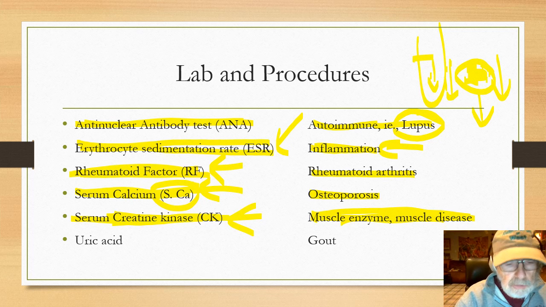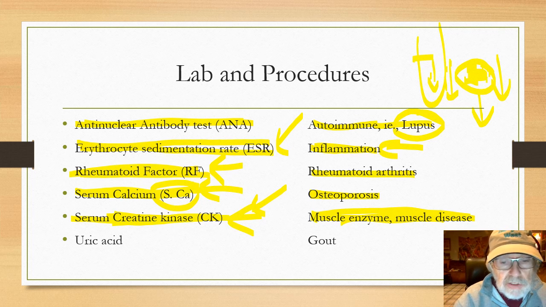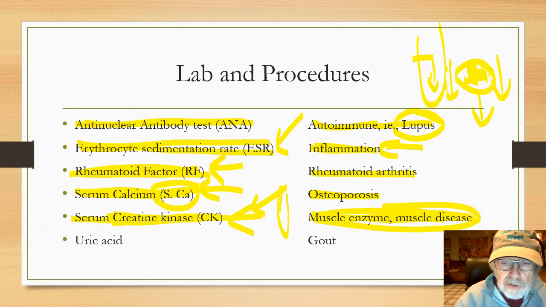Where does it go? It goes in the blood. They're able to measure the levels of the CK, or the creatine kinase, in the blood. And if it's increased, it usually is some type of muscle disease because the muscle is being damaged. Uric acid. Uric acid is that test for gout, those crystals that we talked about before.